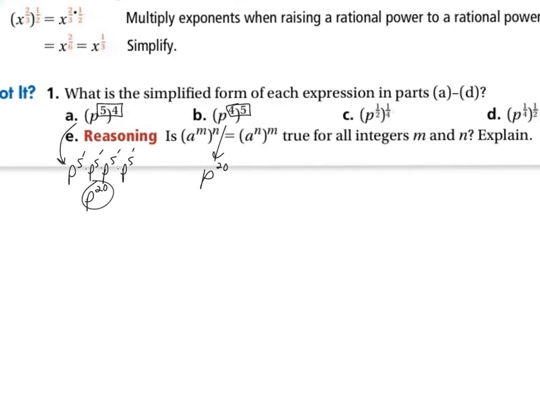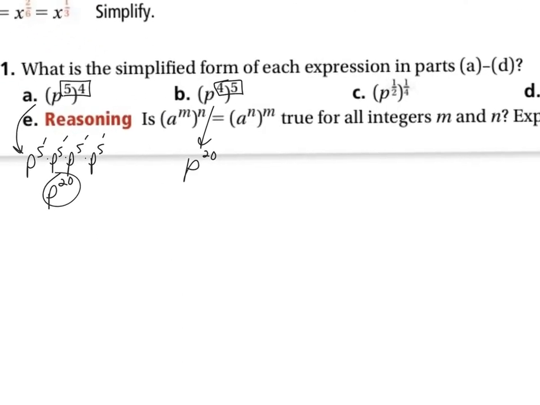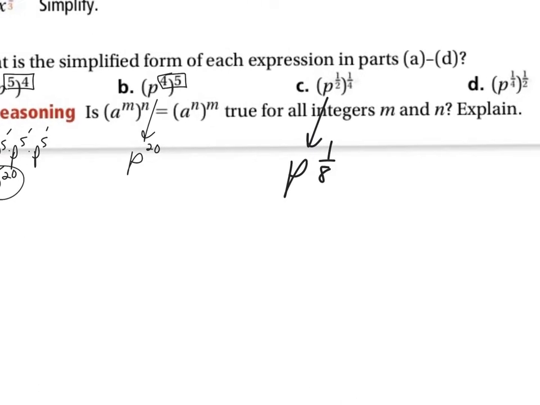If we were doing C, for C, you do need to more do it the book's way to multiply those together. That would be p to the 1/8 power. And then D would just be also p to the 1/8 power.